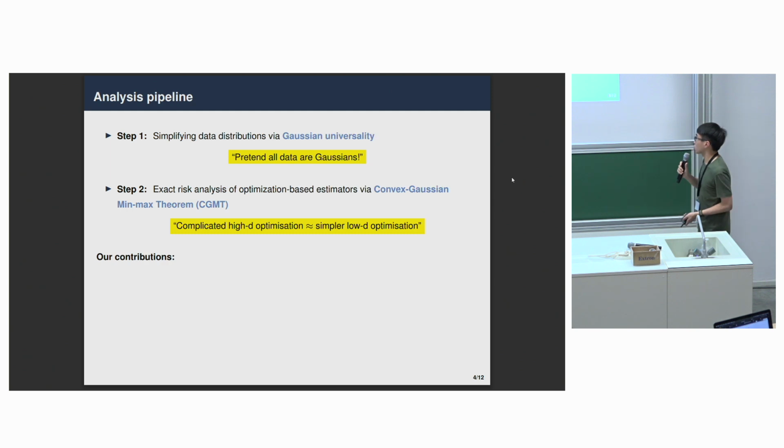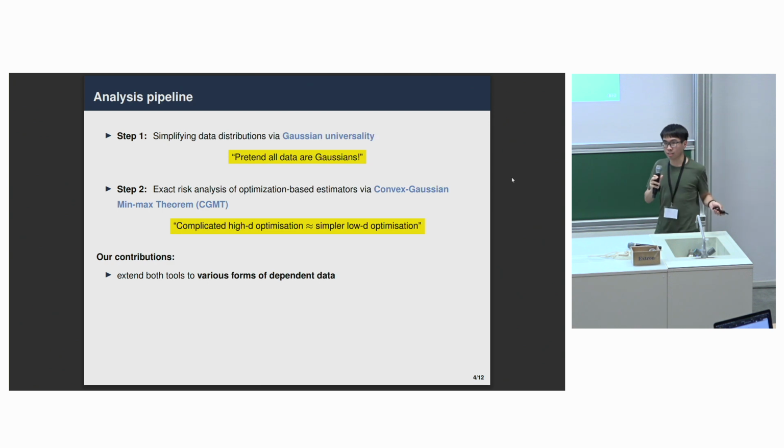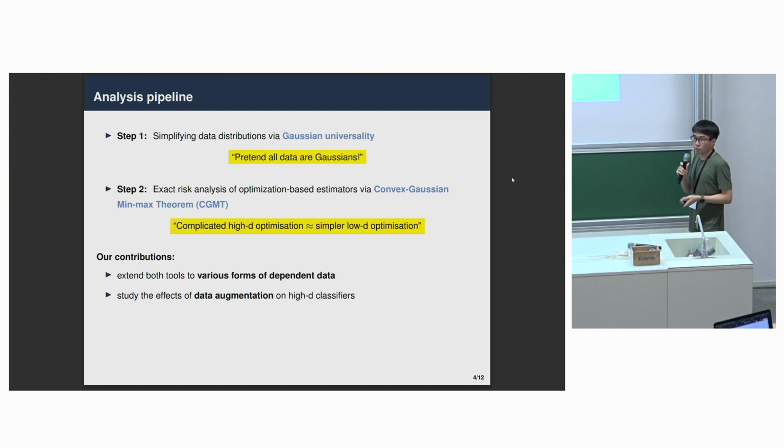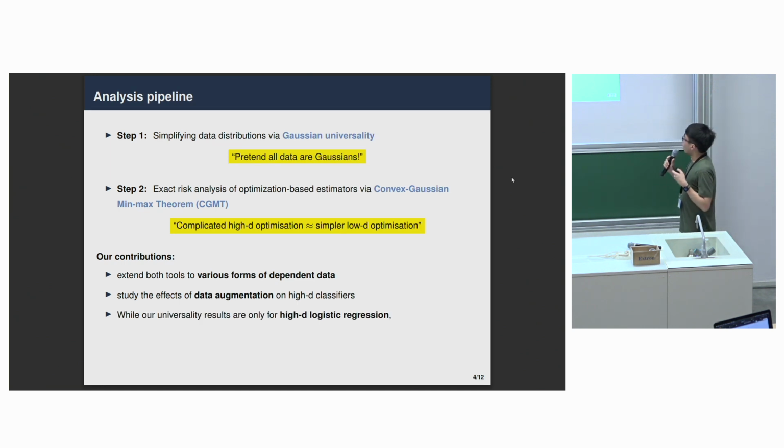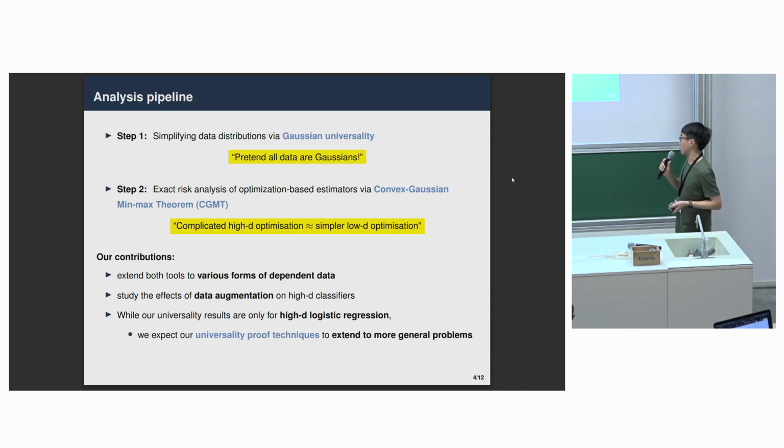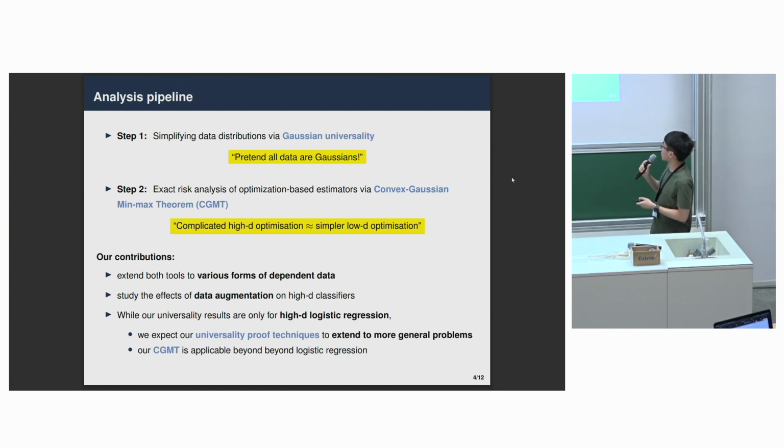Our contribution in this work is really to extend both of these tools to various forms of dependent data, such as the ones I've discussed just now. We use that to study the effect of data augmentation in a high-dimensional classification setup. We did focus our universality results only on high-dimensional logistic regression. However, the proof techniques we've built here, we expect to extend to more general problems. And for step 2, this risk analysis tool, we developed a version of CGMT that works more generally for dependent data, beyond logistic regression.